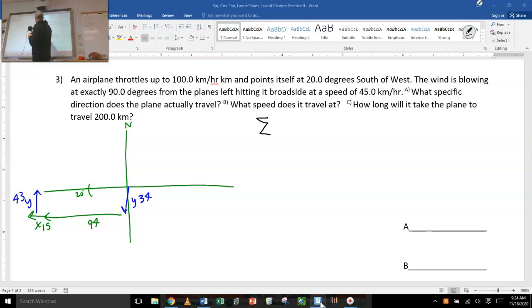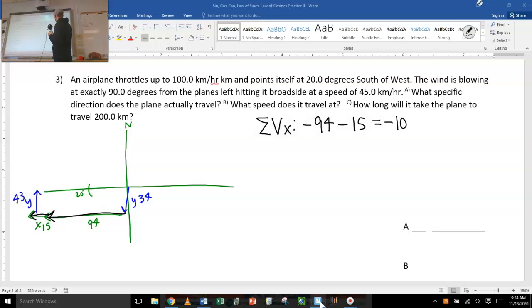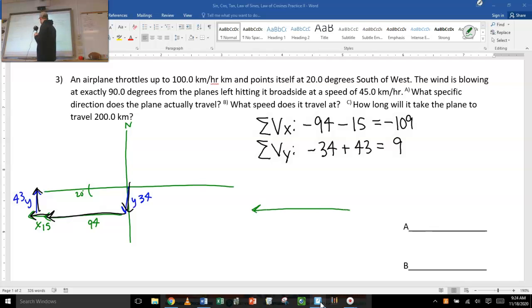So I'm going to add up all the velocities in the x direction. These are velocities now. I've got a negative 94 because it's pointing to the left at 94, and I've got a negative 15. That's also going to the left at 15. So negative 94 minus 15 turns out to be negative 109. I'm going to add up all my velocities in the y direction. So in the y, I've got a negative 34 because it's going south, and I've got a positive 43. So that equals 9. So when all is said and done, in the x direction, I'm going this way at 109, and I'm going this way in the y direction at 9. This is the resultant x and the resultant y.